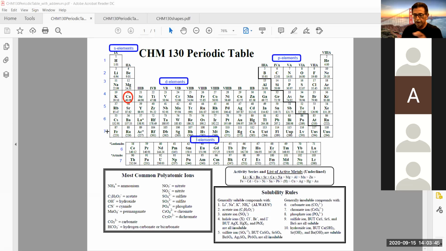They're inside, there's 10 columns right there. I marked that, those are my D elements. Then to the far left, going back to group 3A, all the way to 8A, I write down P elements. So I think of those as my P elements.